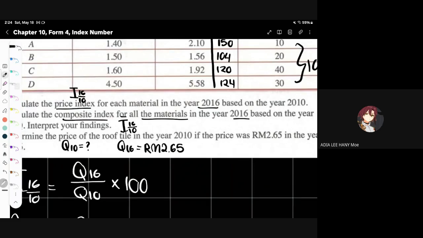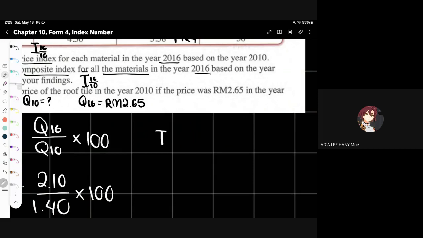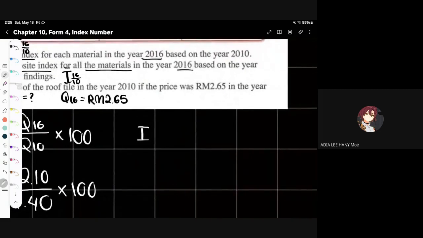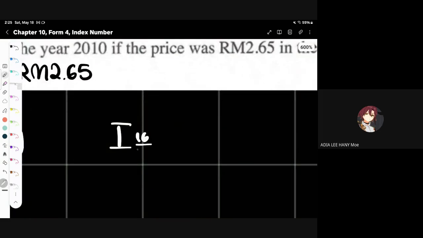So what formula can we use here? Remember, the only thing that involves Q is the index formula. So let's use the index formula. There should be a year, so what years are involved here? 2010 and 2016. So it should be I16/10 equal to Q16 over Q10 times 100.